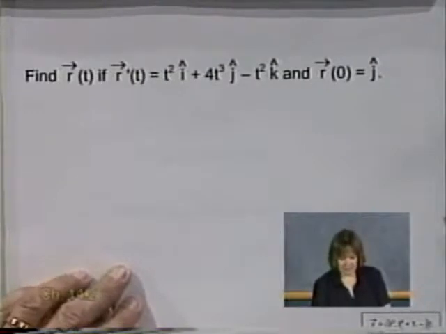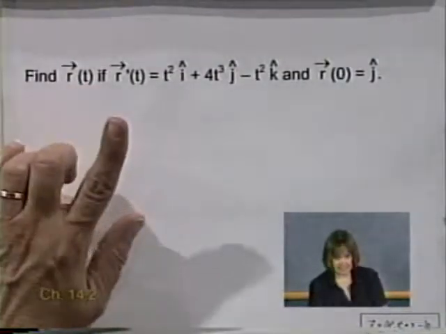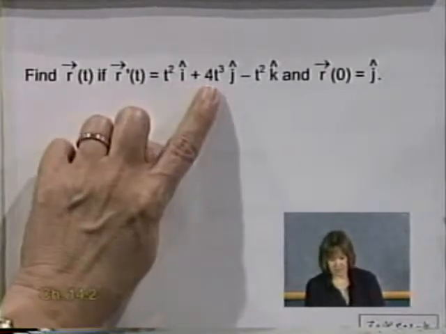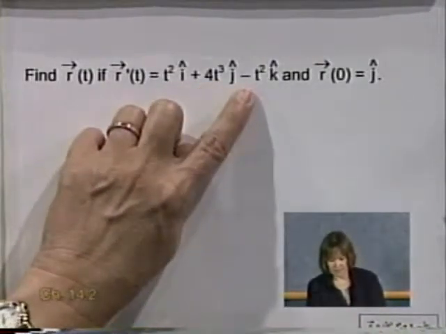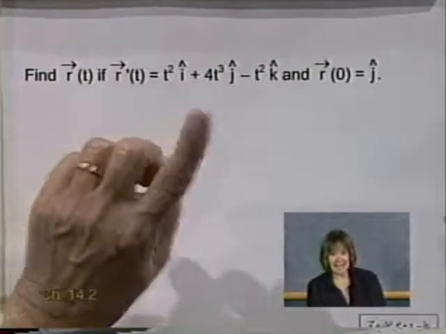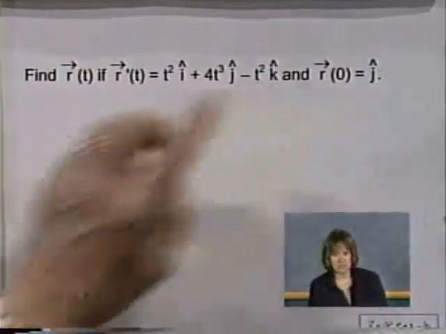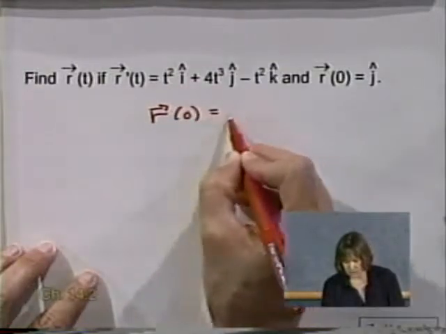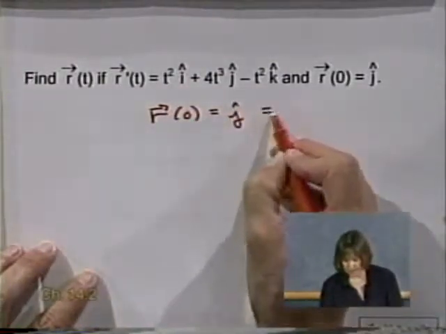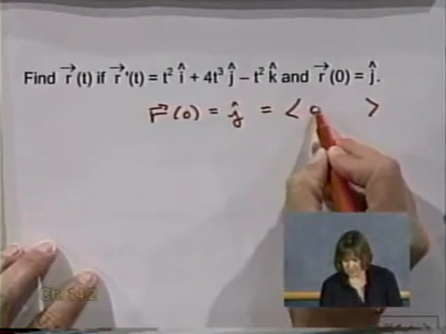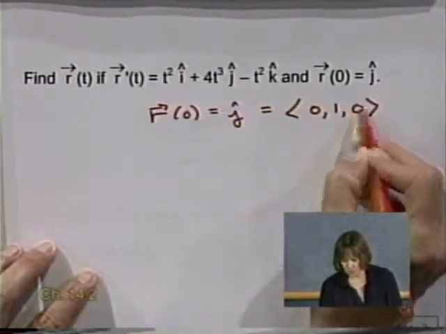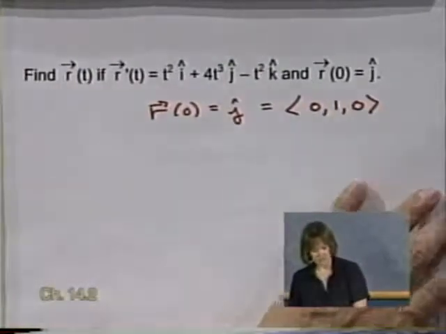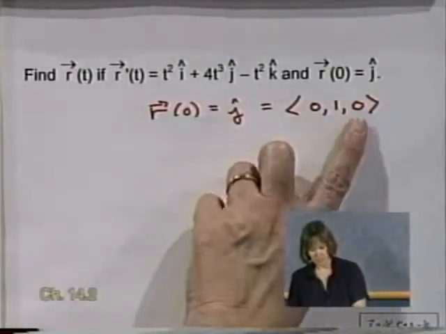Find r of t if r prime of t is equal to t squared i plus 4t cubed j minus t squared k, and r of 0 is j. Now they're telling me r of 0 is j. Notice j is the vector whose x component is 0, y component is 1, z component is 0. So if I evaluate this vector valued function at 0, I just get 0, 1, 0.